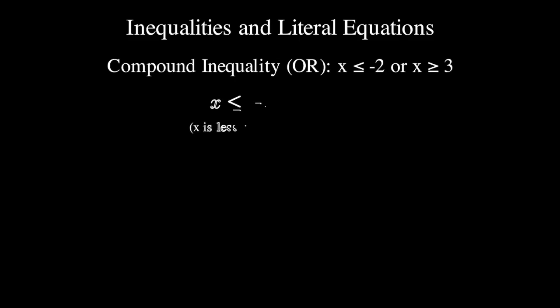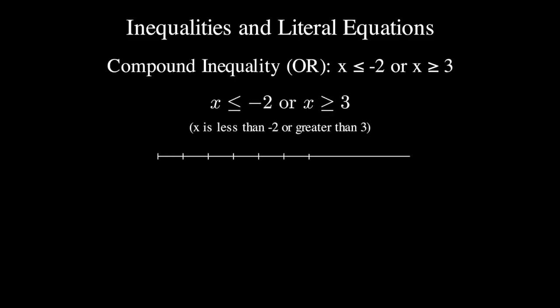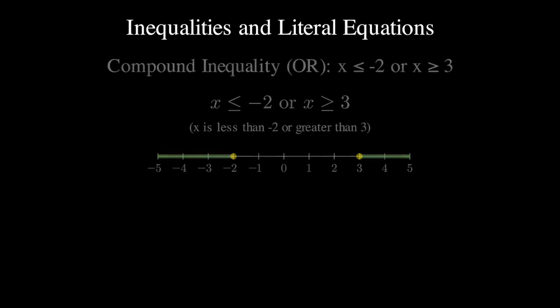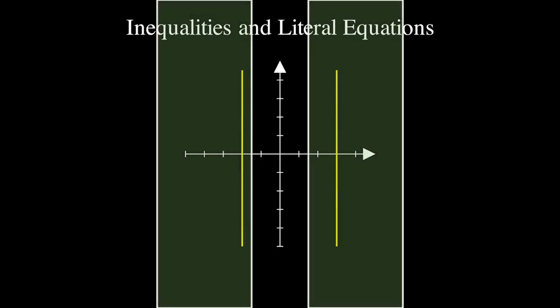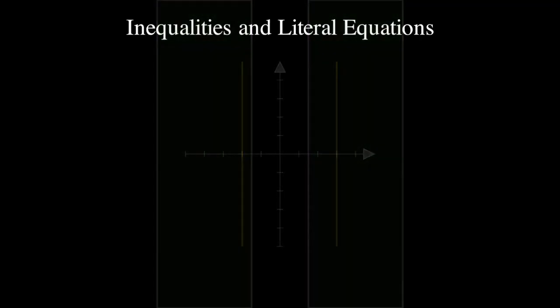Now let's look at a compound OR inequality. x is smaller than or equal to negative 2, or x is larger than or equal to 3. In this case, x can be less than or equal to negative 2, or greater than or equal to 3. We can see two separate regions on the number line. The first region includes all values less than or equal to negative 2, and the second region includes all values greater than or equal to 3. On the Cartesian plane, we draw vertical lines at x equals negative 2 and x equals 3, marking the two distinct regions where the solutions to the inequality lie. The shaded areas to the left of negative 2 and to the right of 3 represent all the valid solutions for x.